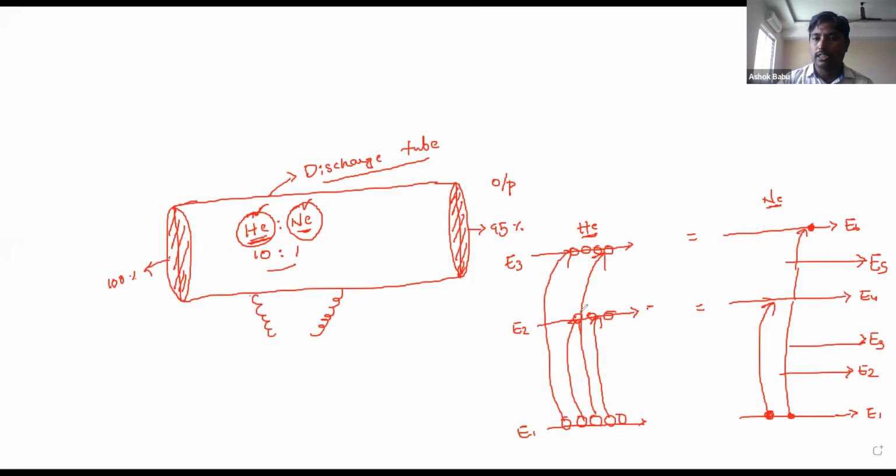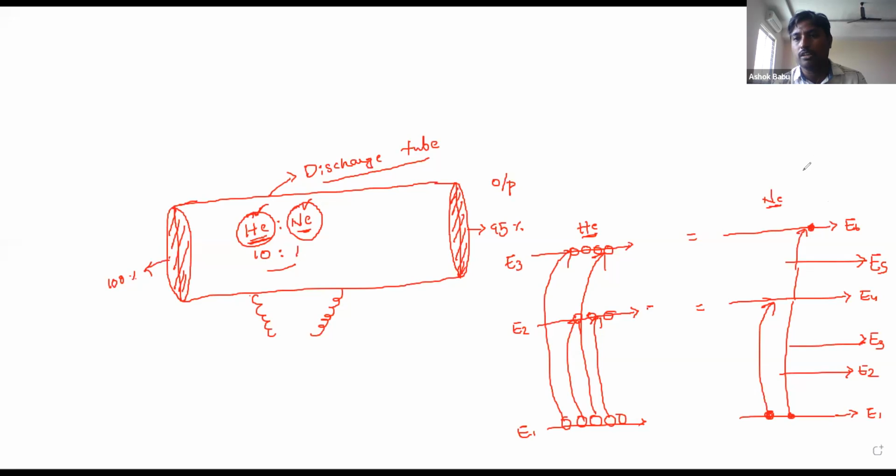So the helium particles in the E2 state are used to excite the neon particles from the ground state to E4. At the same time, the E3 helium particles are used to excite the neon particles from the ground state to the excited state E6. This means we achieve population inversion between two pairs of energy levels. One is between E6 and E5, by sending the particles from the ground state to the E6 state.